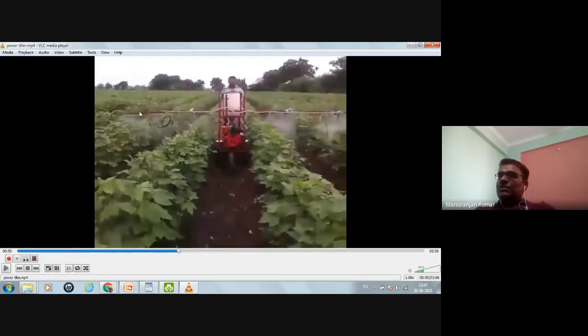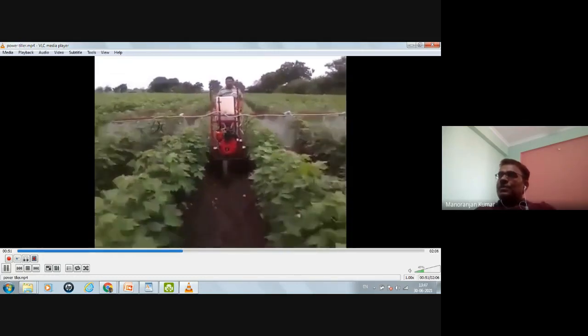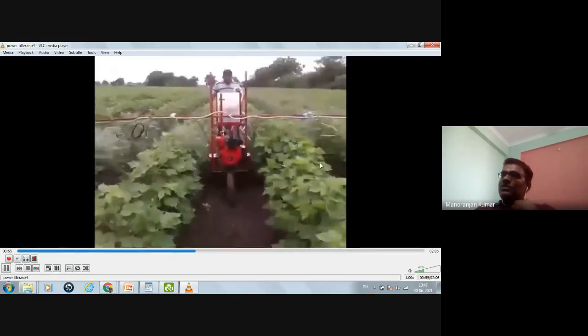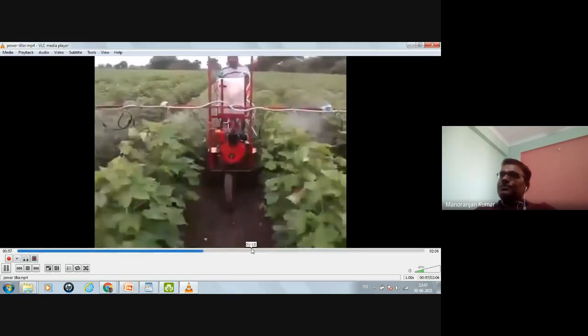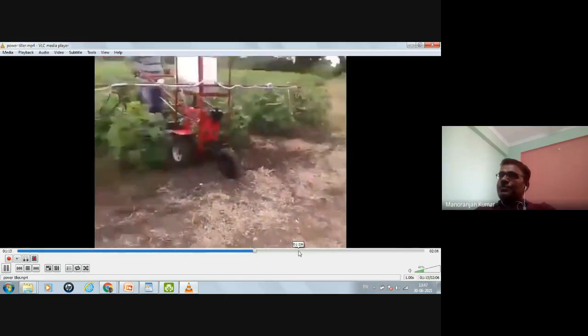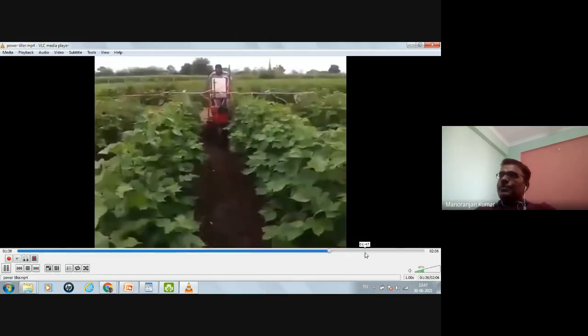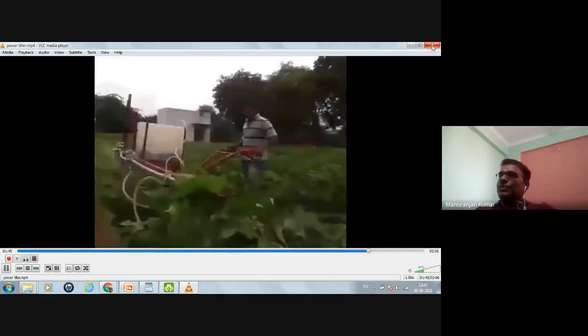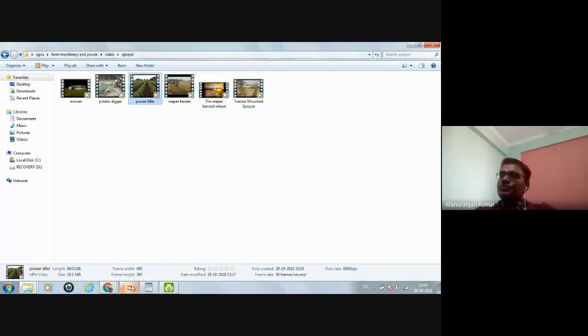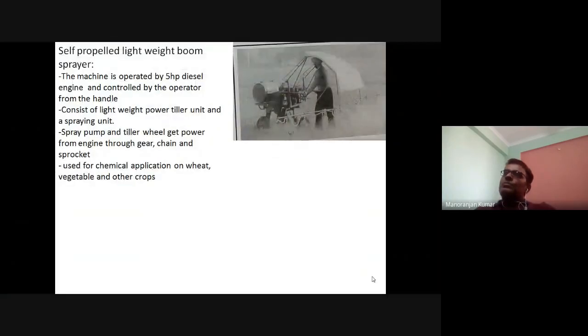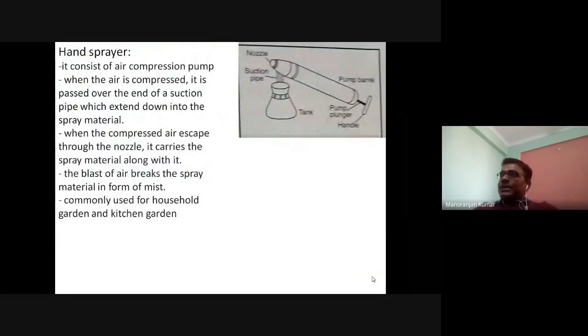Here some booms are fitted so that it can increase the coverage area, and it gets power from the power engine. Okay. Now the other one is the hand sprayer.